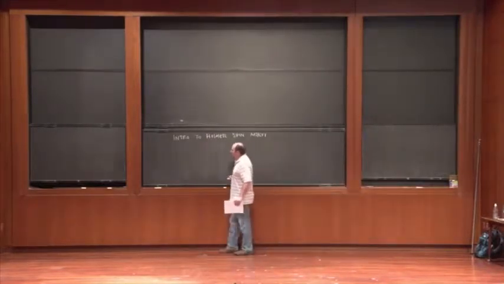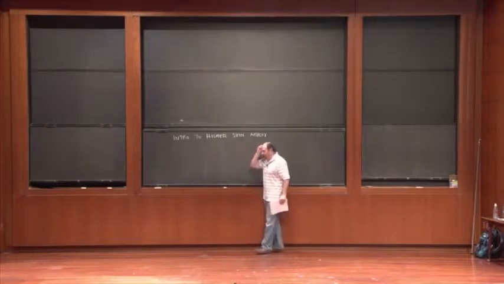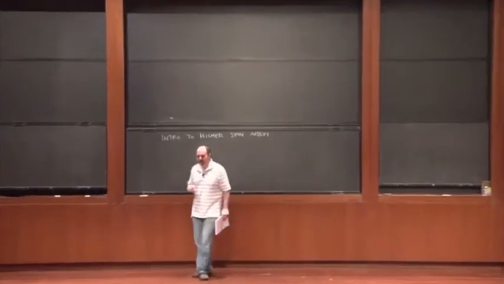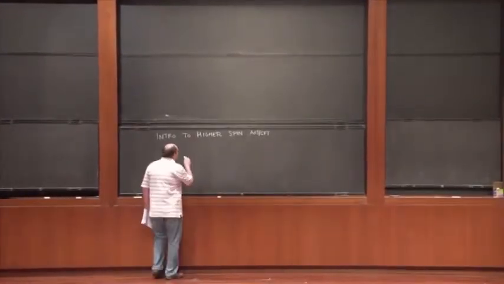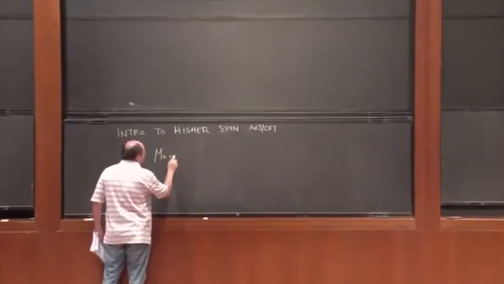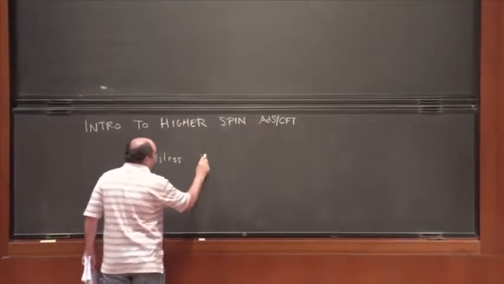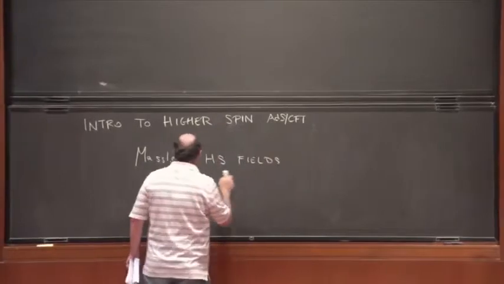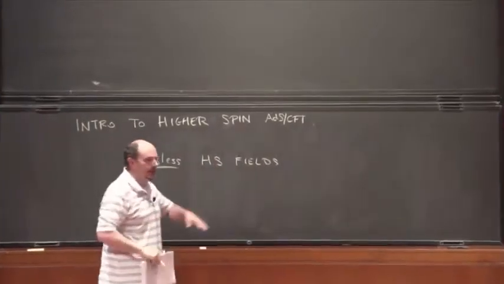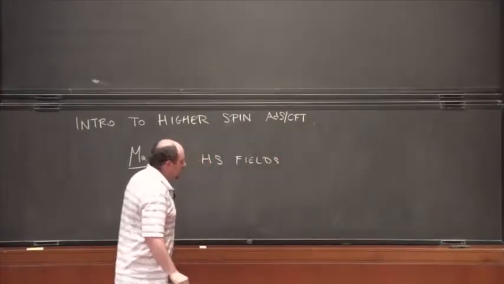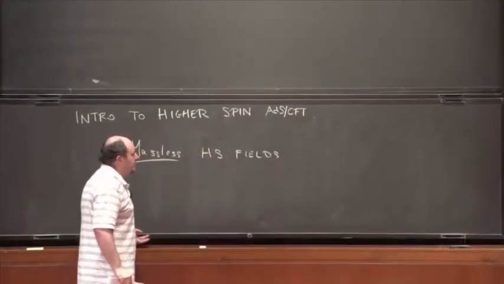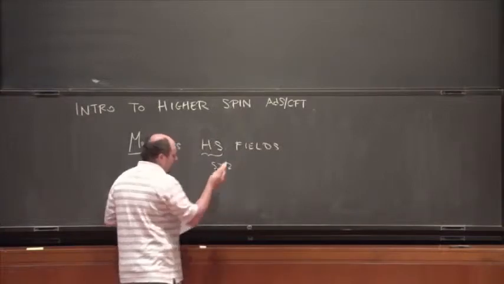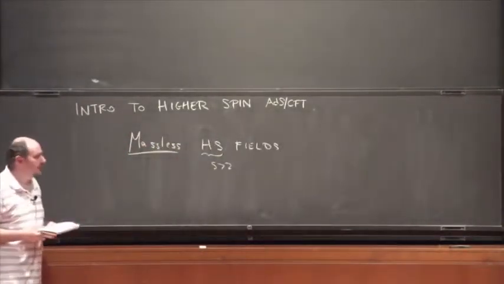So in this lecture, I will try to give an introduction about several features of gravitational theories involving massless higher spin fields, and in particular their role in the AdS/CFT correspondence. So here by higher spin, I will of course mean spin greater than 2, 2 being the graviton.